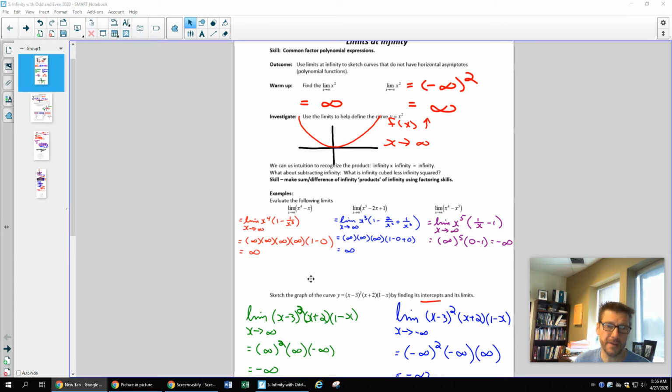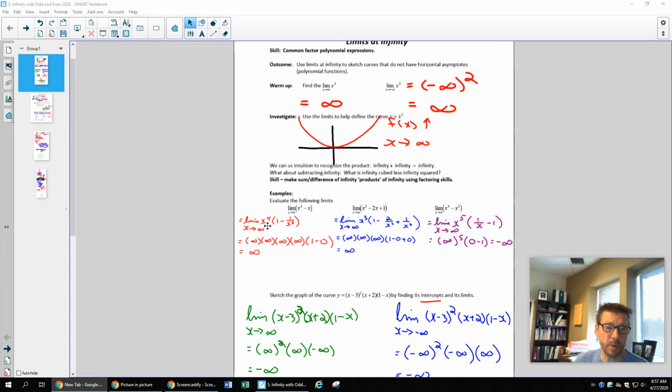So we use our factoring skills, and again, we're pulling out the largest degree. We pulled out x to the 4th, we pulled out x cubed, we pulled out x to the 5th. By doing that, it goes back to what we talked about earlier in chapter 1 or chapter 2, and what we did in the last unit. Now you've got an expression that you can evaluate as you go to infinity.